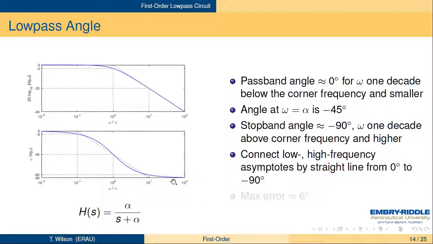And again, if you take the low frequency asymptote up to 1 decade below the corner frequency, the high frequency asymptote from 1 decade above the corner frequency, and you connect those with a straight line, it goes through -45 degrees at the corner frequency. 6 degrees is the biggest error there, and that happens at the point where the asymptotes meet. So we have a low frequency asymptote, a connecting asymptote, and a high frequency asymptote. These straight line approximations are within 6 degrees of the actual curve over the entire range of the circuit behavior.